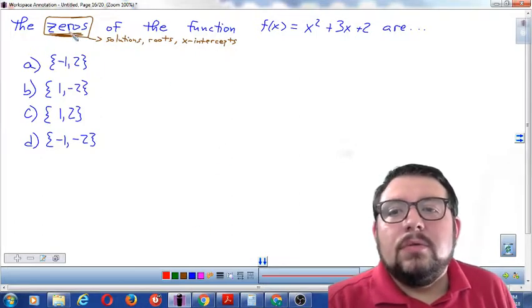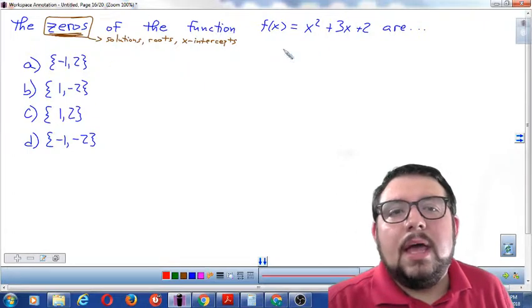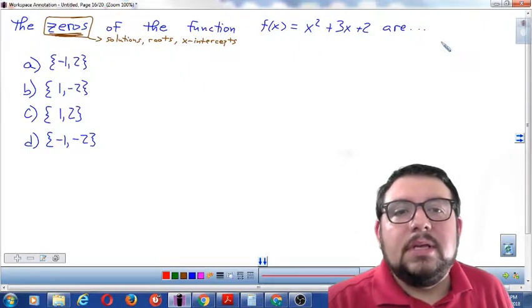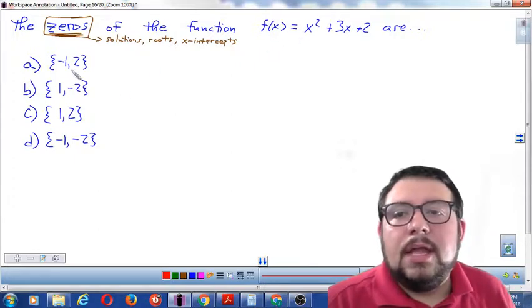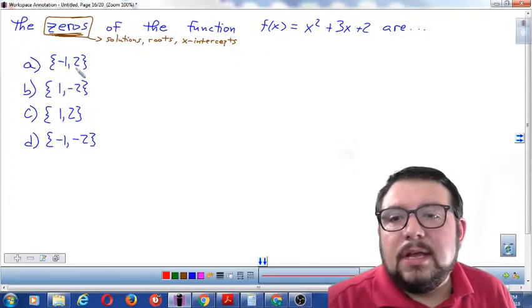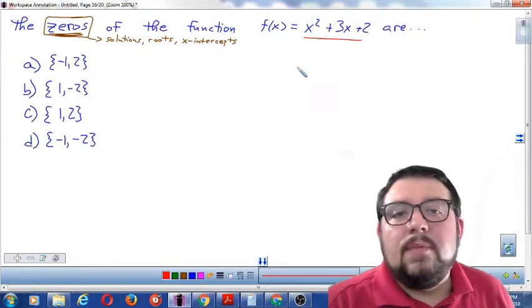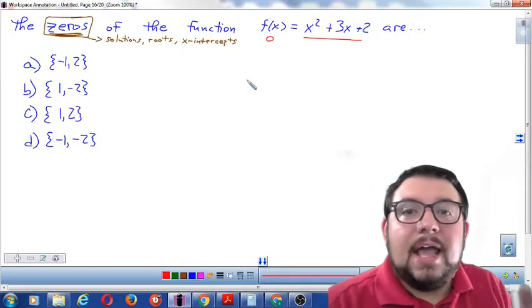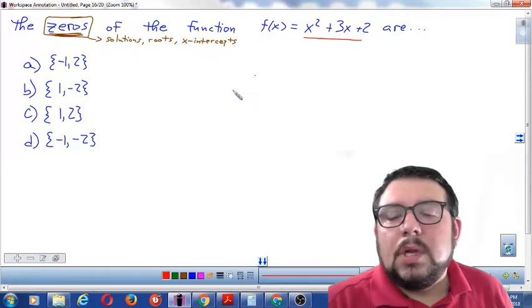Okay, so the word zeros basically means that when I put in a number, the answer to the equation will be 0. So we're going to put in each of these number choices, -1 and 2, for example, into this algebra here, and we're going to see if they produce an answer of 0. All right, so let's try this out.